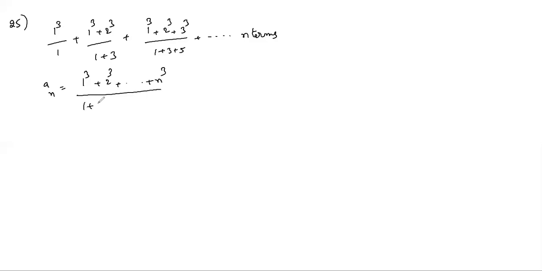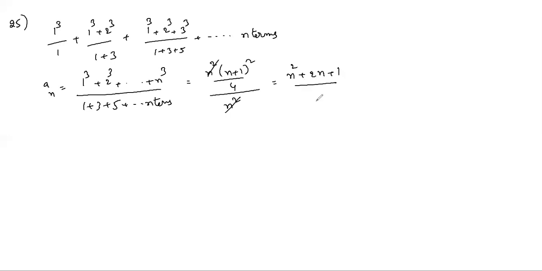In the denominator, 1 plus 3 plus 5 and so on up to n terms. Sigma n cube is n square into (n plus 1) whole square by 4, and the sum of the first n odd numbers is n square. The n square will cancel, so we get (n plus 1) whole square by 4, that is (n square plus 2n plus 1) by 4. This is the nth term of the given series. Now we have to find the sum. Sn is nothing but sigma an.